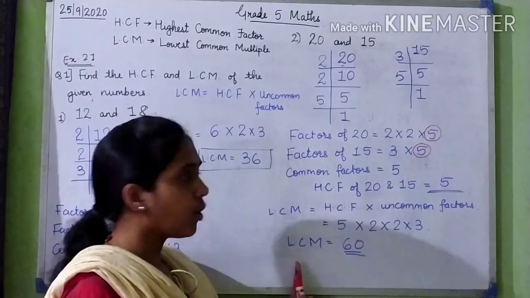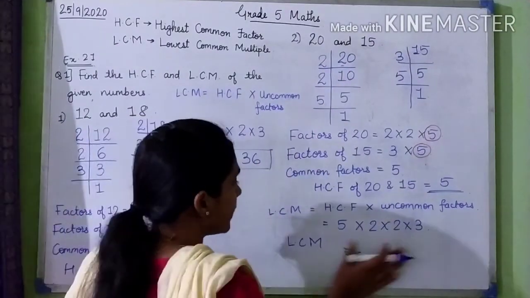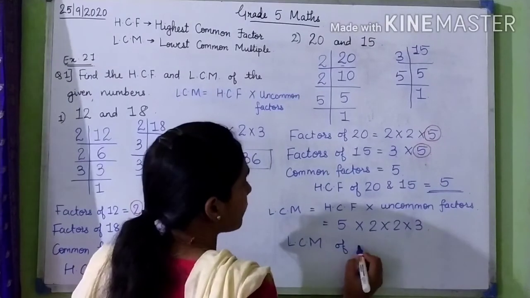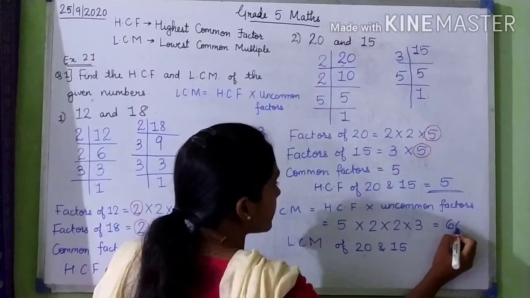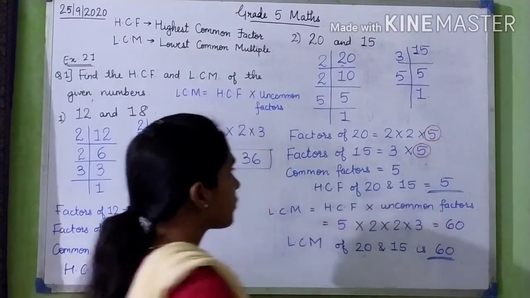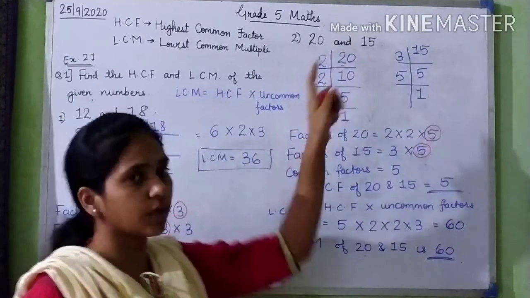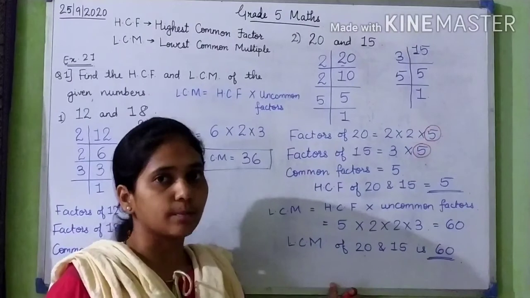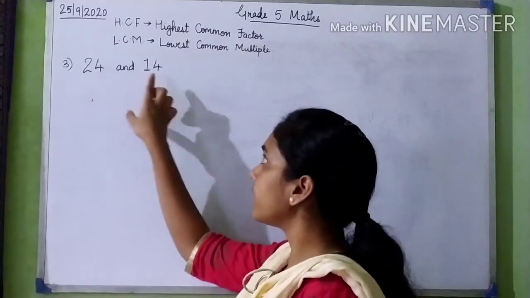So the LCM of 20 and 15 is 60. So I write it as LCM of 20 and 15 is equal to 60. So we have found the HCF also and the LCM also of the given two numbers. Now the third sum. The numbers given to us are 24 and 14.